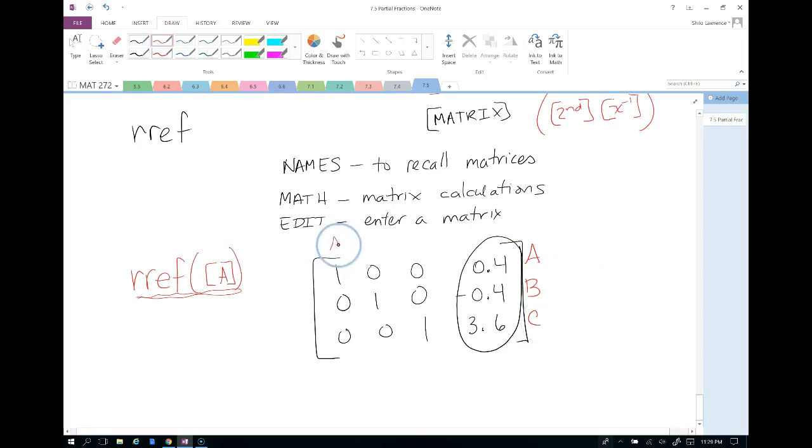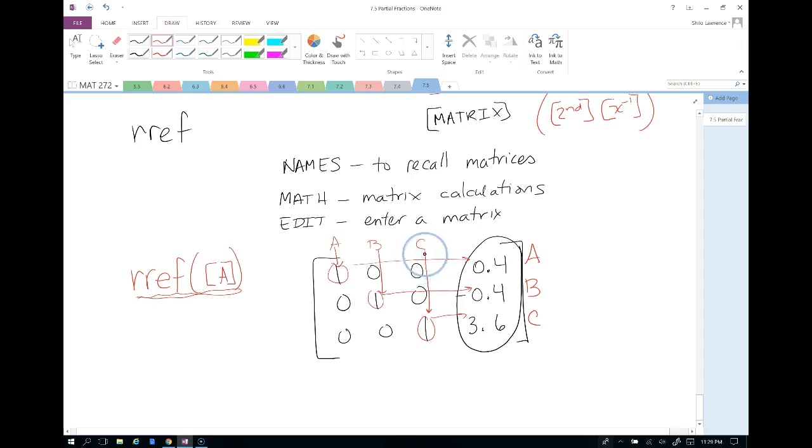Another way you can tell is if you put your little labels on the top. So follow A down to where it has a 1, and wherever it has a 1, you can follow it across to its answer. You can follow B down to where it has its 1, and wherever it has its 1, you can follow it across to its answer. And then follow C down to the 1, and then follow it across to the answer.